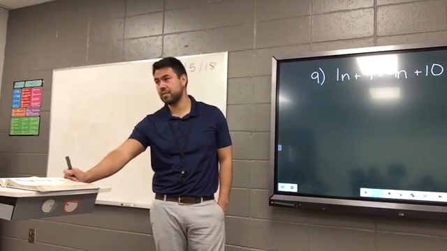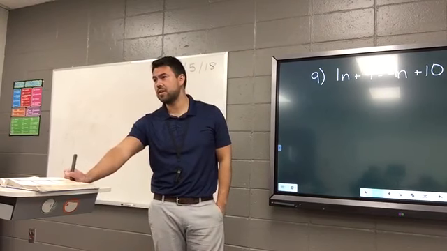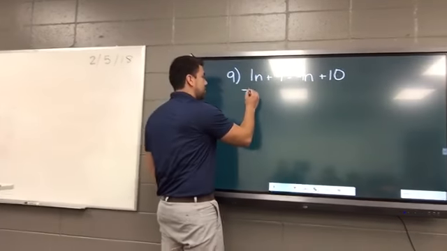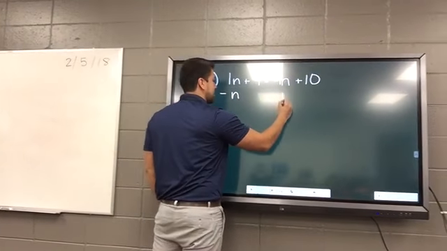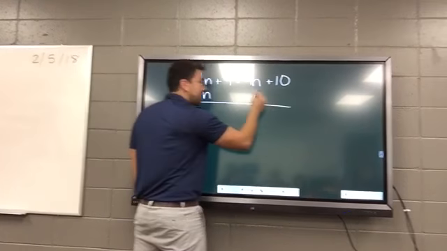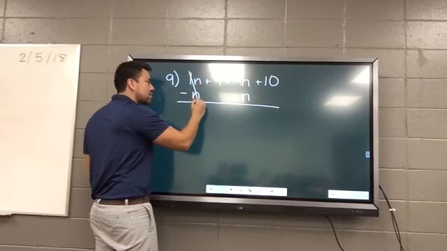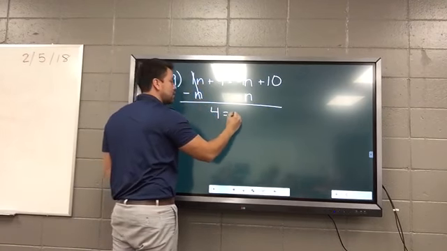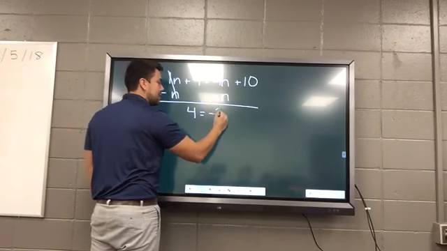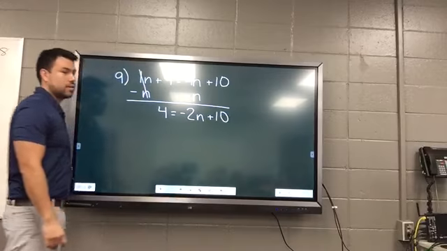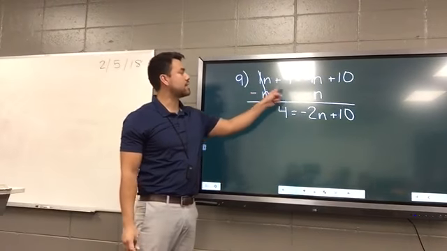I did minus n on both ends. Okay, so you subtracted n from both sides. I'm going to subtract n from both sides. That's allowed. You may have added n to both sides, it's fine. These will cancel out, and you're left with 4 equals negative 2n plus 10. That's if you subtracted n from both sides.